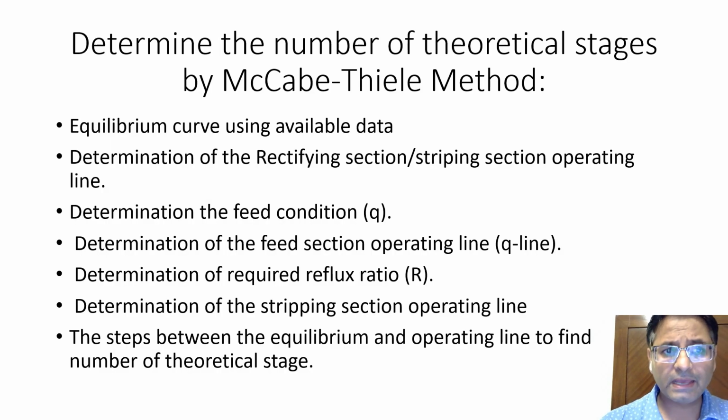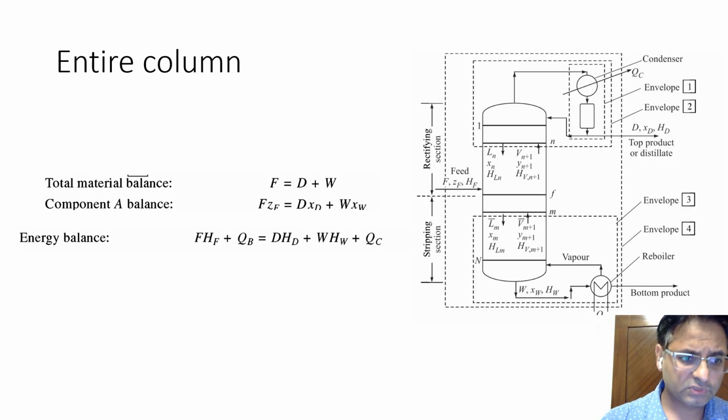So what are the steps for the determination of the number of theoretical stages by the McCabe-Thiele method? First you draw the equilibrium curve using available data, then determine the rectification section and stripping section operating lines, determine the feed condition, determine the feed section operating lines, determine the required reflux ratio, and then determine the stripping section operating line. So you do these things, and then based on that you can calculate the theoretical number of stages.